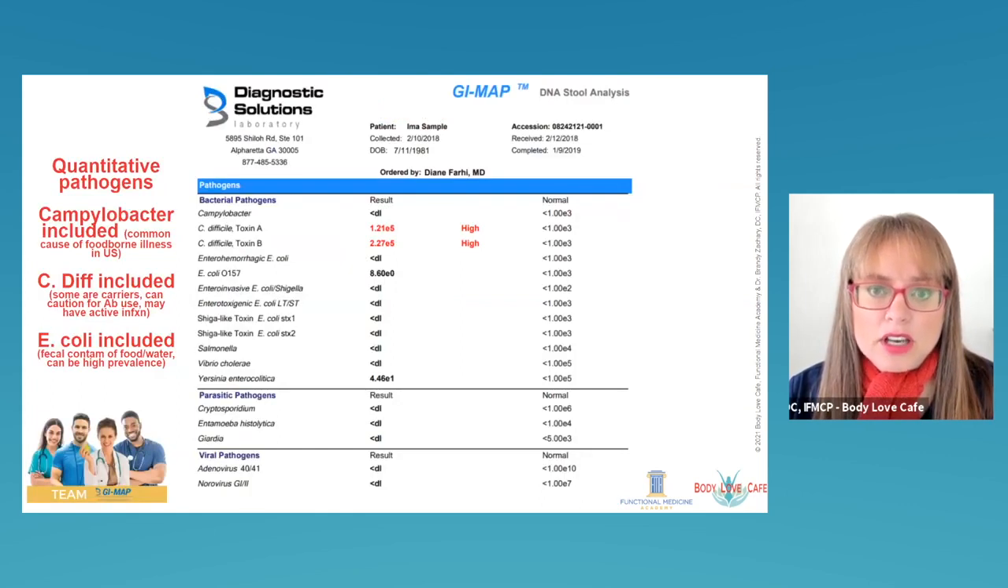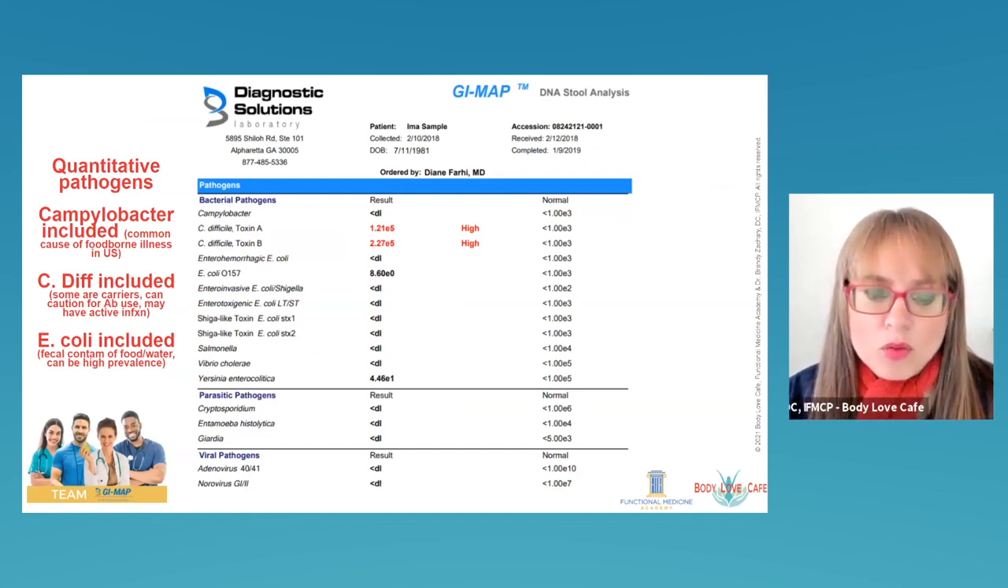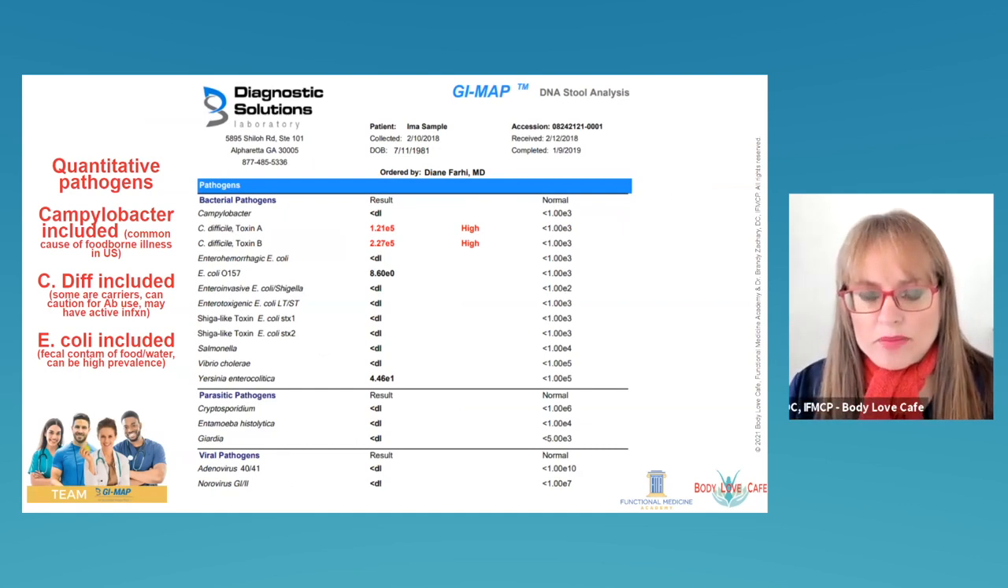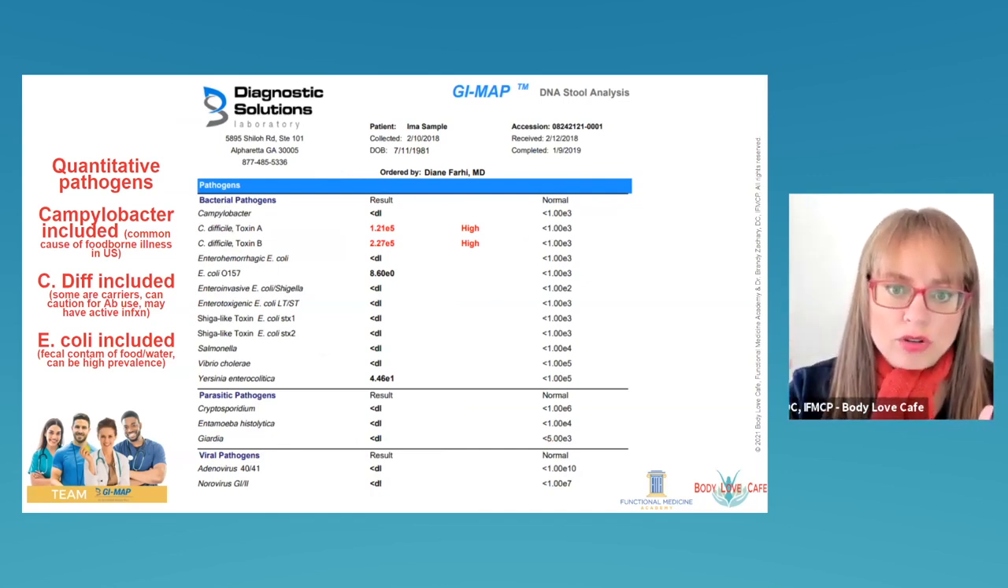Okay, so let's go through GI map. So Team GI map here, these are quantitative pathogens. Now, why does that matter? A lot of times if you order something through a hospital setting, you're just going to get a positive or a negative, or even other stool tests, you might just get a positive or a negative. And that means it's going to stay negative until it hits a certain threshold.